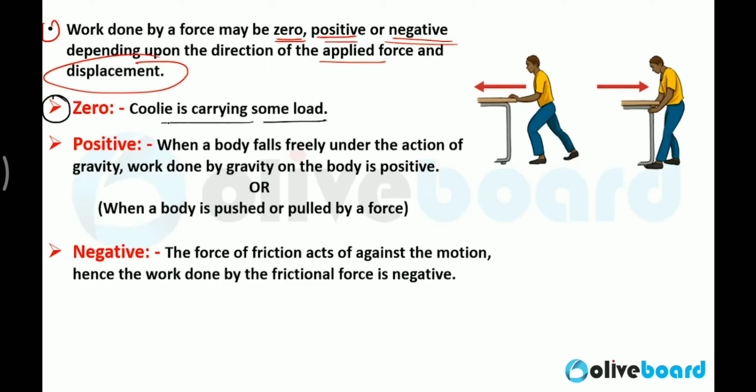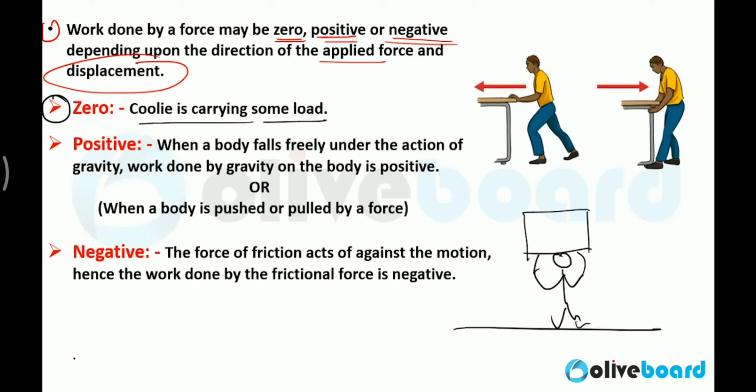A coolie is carrying some load. As I explained, let's say this is a coolie traveling or walking on the railway platform, carrying some weight. This suitcase has some mass, so it will exert some pressure on the coolie in the downward direction with the force of mg, which is the force of gravity.